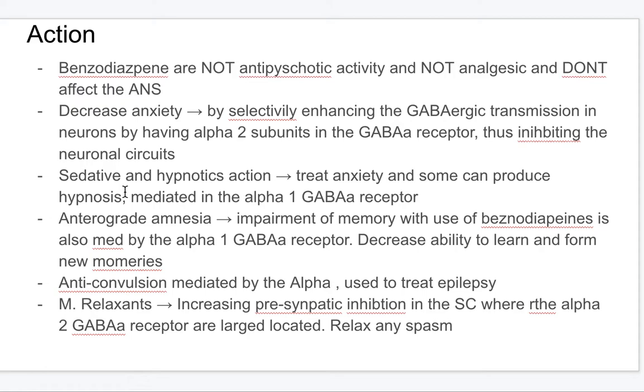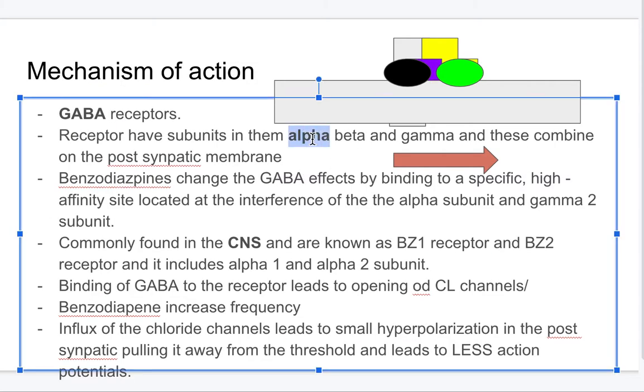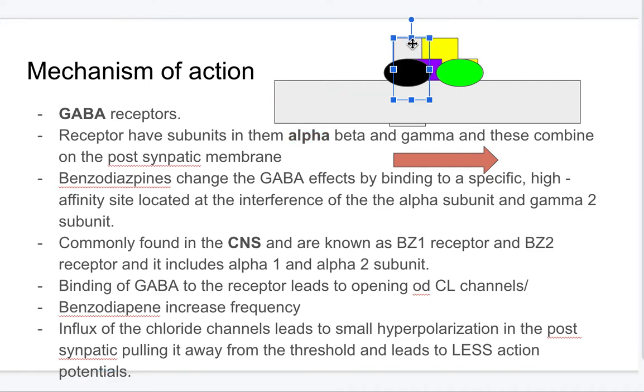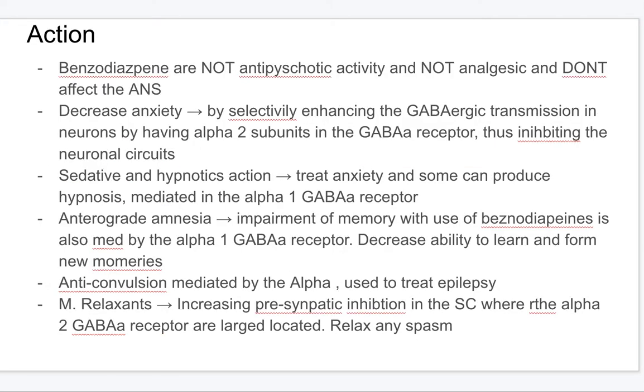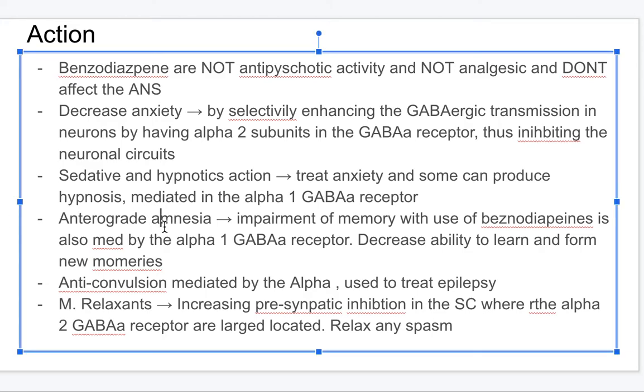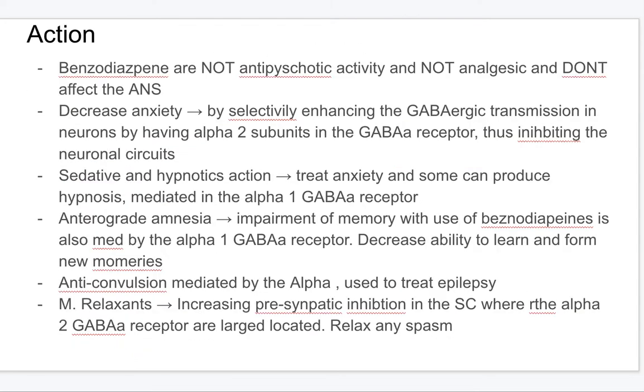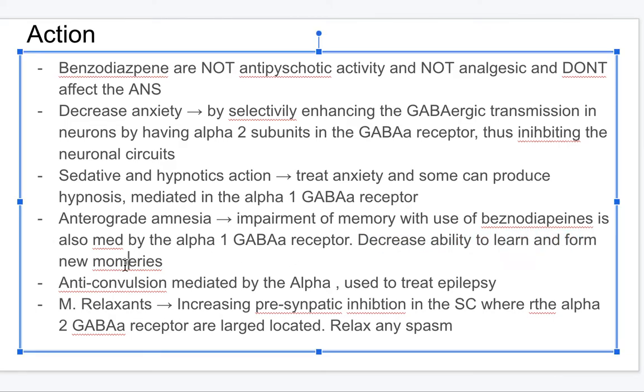Sedative hypnosis, again the same thing, but here it binds to the alpha 1 receptor. Imagine the green is the alpha 1 receptor; benzodiazepine binds here, allows more GABA to bind, and allows more chloride to come in, more negativity, fewer action potentials. Then they can also cause amnesia. Amnesia is when your memory is impaired. It binds to alpha 1, the same receptor, and decreases the ability to learn and to make memories. You cannot make any more memories.